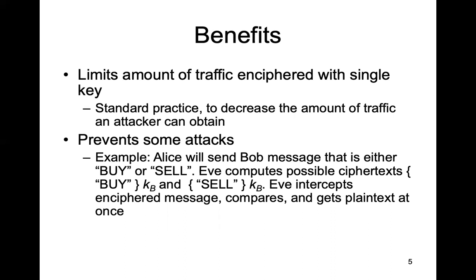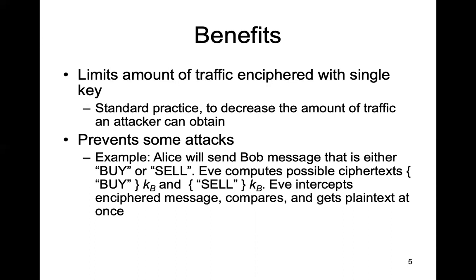Now, if she were to just send the message encrypted with Bob's public key, what an eavesdropper such as Eve could do is just encrypt both the message buy as well as the message sell with KB, which is Bob's public key. Anybody can do that. And when Alice sends the message to Bob, let's say she does not use session keys and just directly uses Bob's public key, she would be using one of these two ciphertexts, right? Because that's what we had decided before.